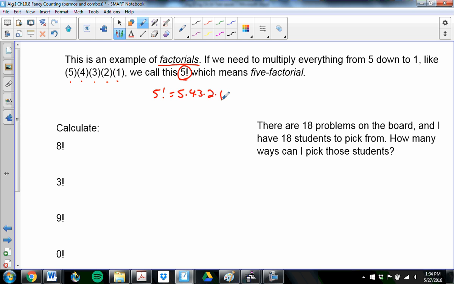It's part of fancy counting. It needed its own little symbol, 5 factorial. If you're a really cheesy math teacher, like I am, I would call this 5 because you're yelling. And so this here is 8, and that means 8 times 7 times 6 times 5 times 4 times 3 times 2 times 1.